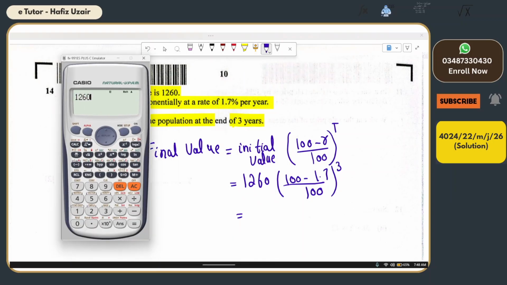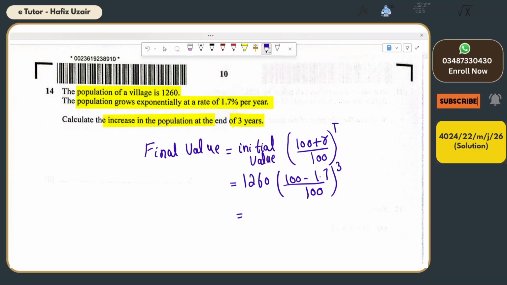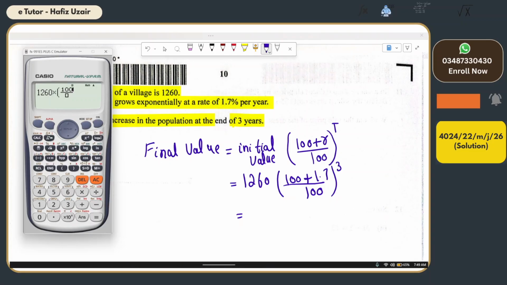So we have 1260 multiplied by 100. I made a mistake over here. It grows exponentially, so that means you need to write a plus sign over here. Sorry for the mistake. So 100 plus 1.7 over 100 power 3. So this comes out to 1325.36 if we round it off.